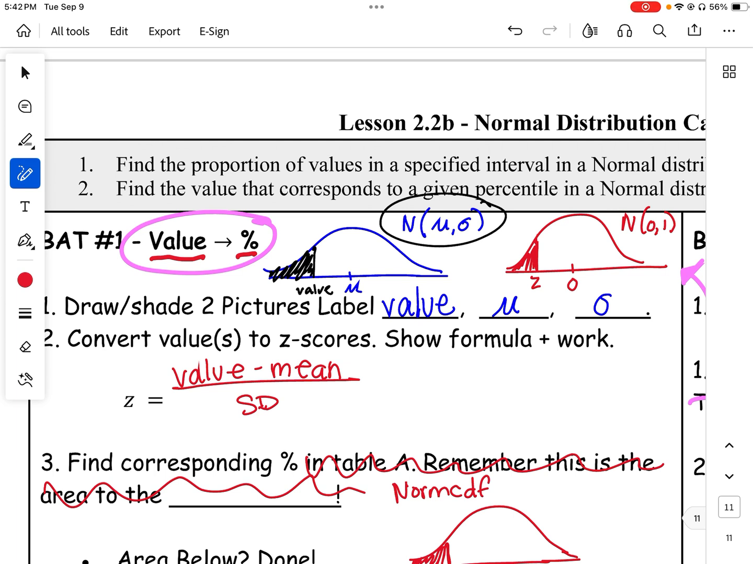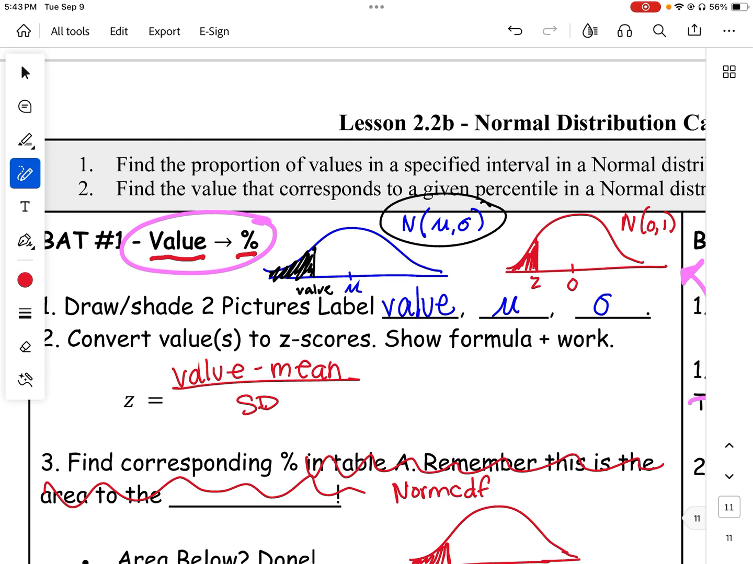In mean and standard deviation, you label the picture and you also shade in the direction that it needs to be shaded. And then the second picture is in red. You would want to standardize it. So you have normal 0, 1. You have 0 is our mean, it's right in the middle, and then z is wherever that value lies in relation to 0. And you would also need to shade.